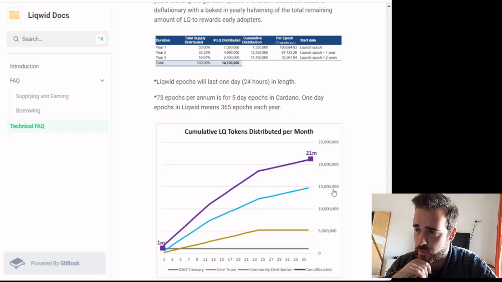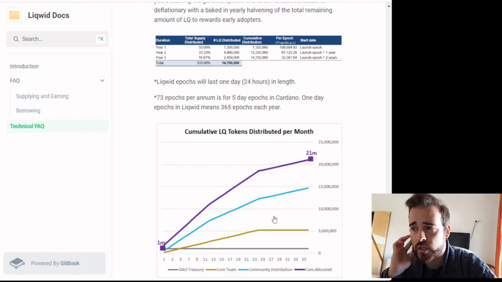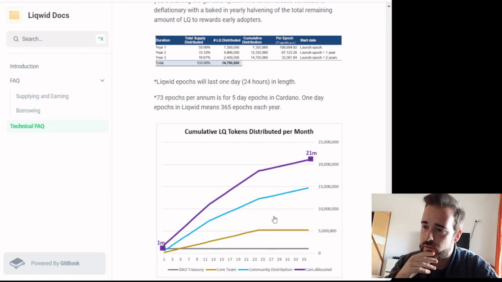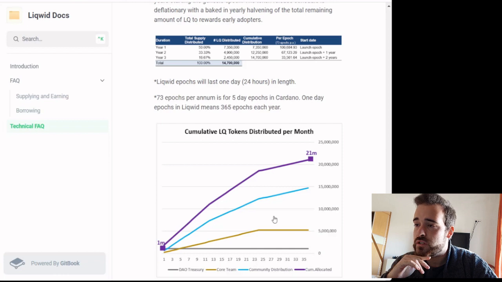So most of the tokens will be emitted during the first year and the second year. The team will get access to their token faster. They have a linear vesting schedule, and this linear vesting schedule finishes 2 years from now. So in 2 years, the team will have access to their 5 million LQ tokens that correspond to 25% of the supply, which is not great because you can see a lot of selling pressure from the team during these 2 years of the LQ emission schedule.